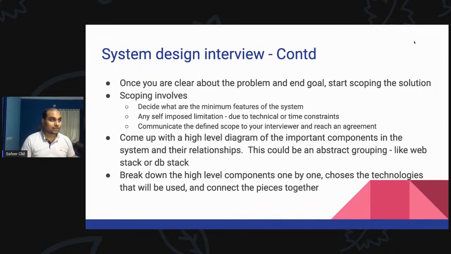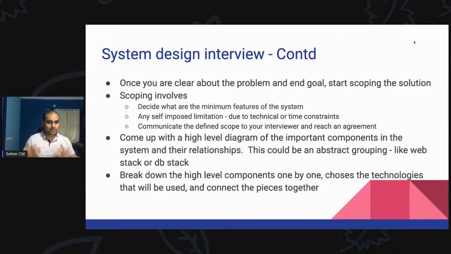And once you have that, come up with a high-level diagram of the important components in the system and how they are related. This doesn't have to be very technology-oriented. Just have a few boxes drawn, which are an abstract grouping. These are my web servers. These are my DB servers. That is where you start. It's not your end goal. So it's okay to have very abstract drawings.